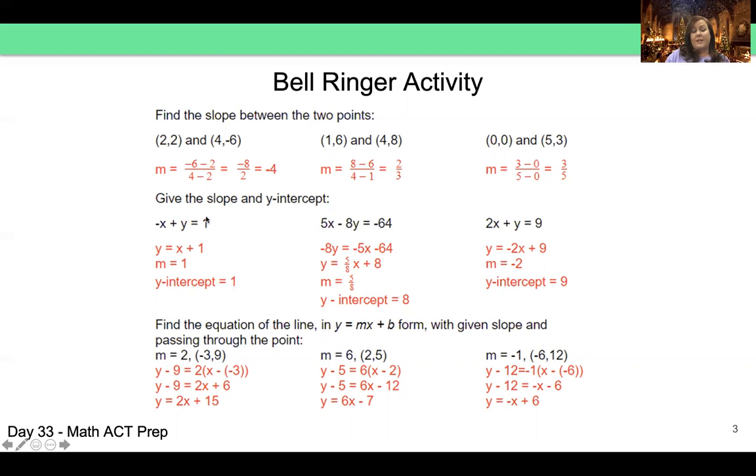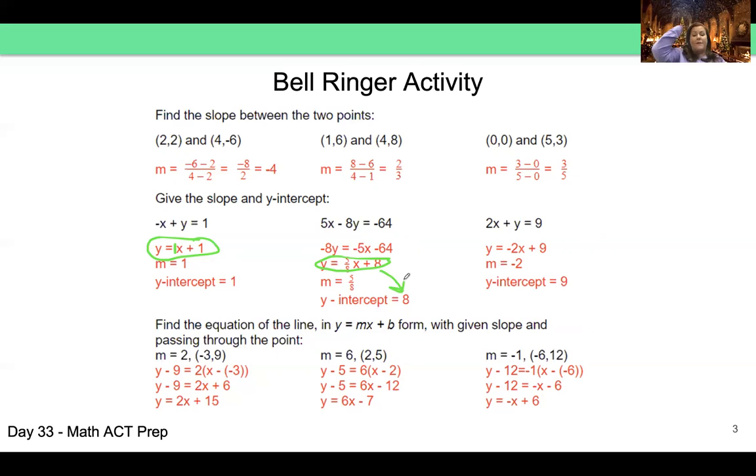Now, for the slope and intercept, you want to get it in this y equals mx plus b form, right here. Because when it's in y equals form, we know the intercept is +1, and we know the slope is the coefficient here of 1. Same thing over here. Here's our y-intercept. So slope is the coefficient in front of x, and this number is our intercept.